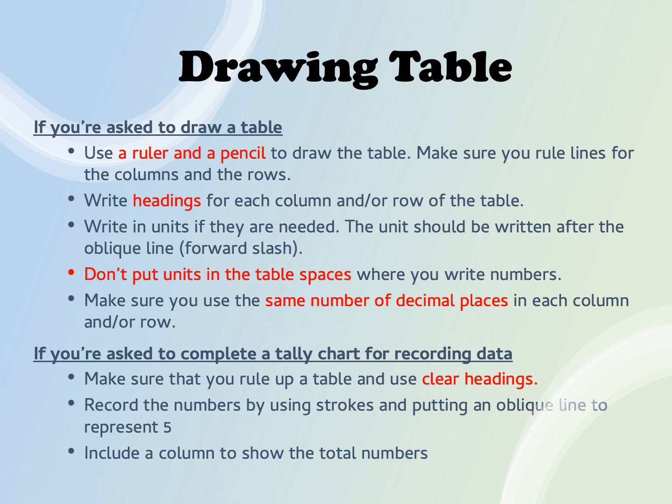Make sure you are using the same number of decimal places in each column or row. For example, in some questions, it can be 16, it can be 16.5, it can be 16.25. So 16.25 contains 2 decimal places. So all your answers or all the numbers need to be 2 decimal places. So what you need to write?